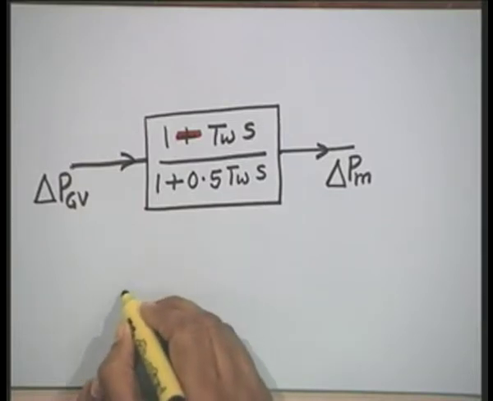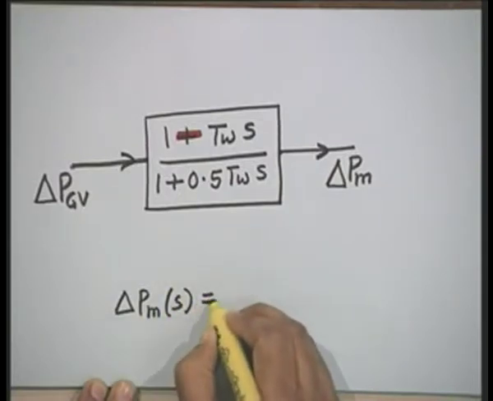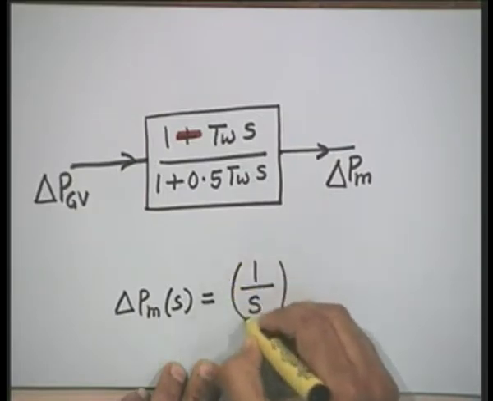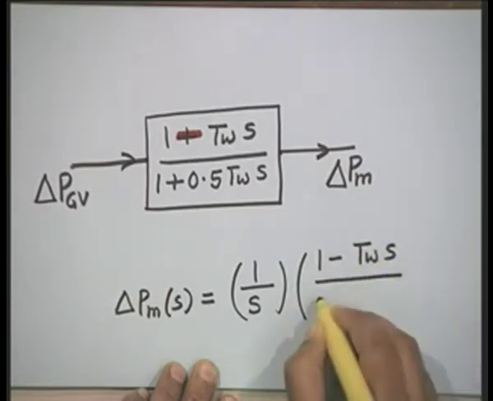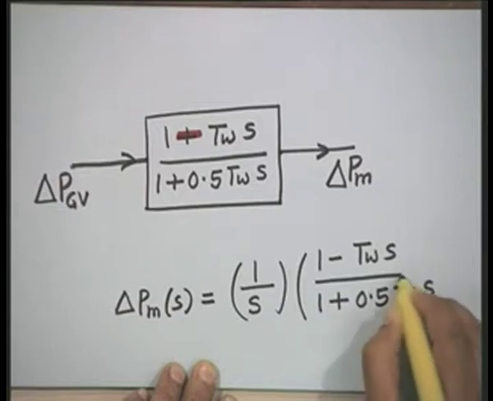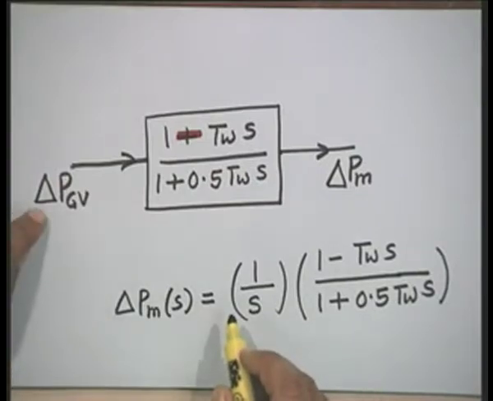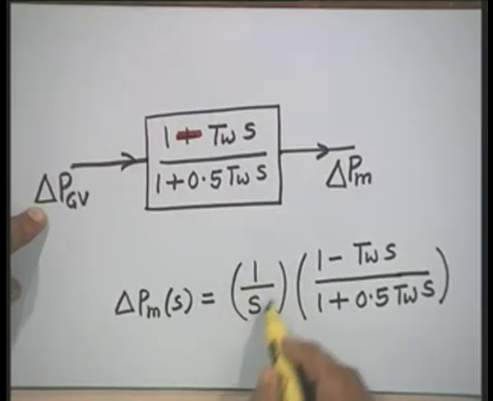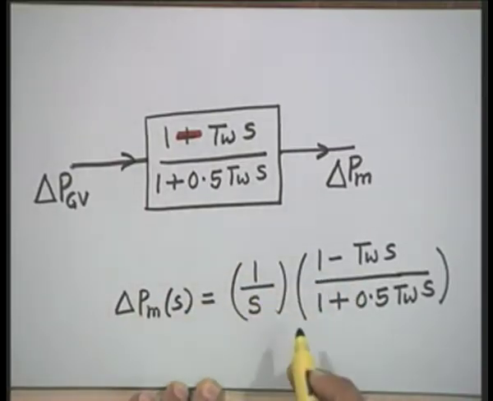Now, when we consider the unit step change in the position of valve or gate of this hydro turbine, then delta PM(s) can be written as 1 by S times (1 minus TWS) over (1 plus 0.5 TWS). Because we have considered the unit step change in gate position, the Laplace transform of unit step input is 1 by S.